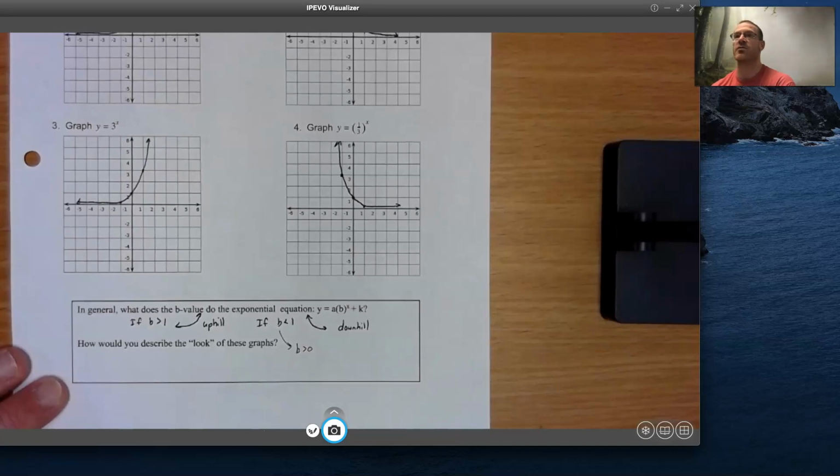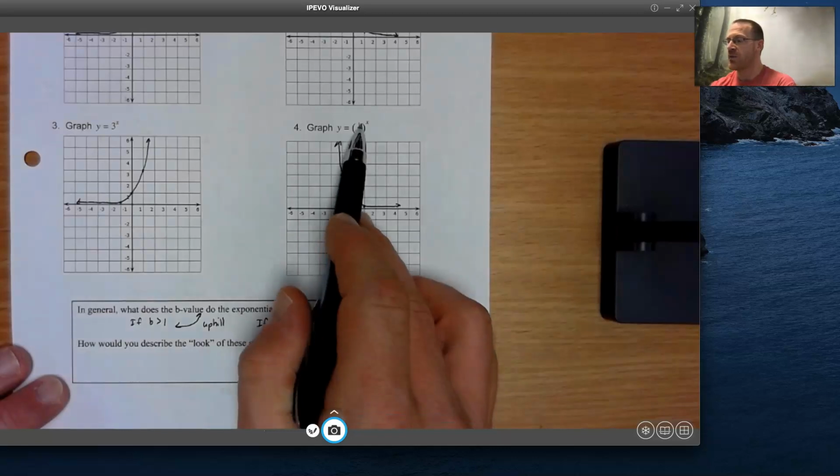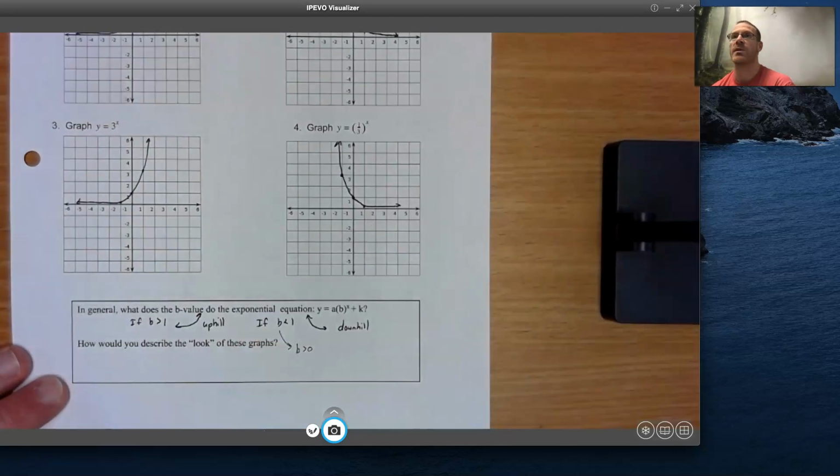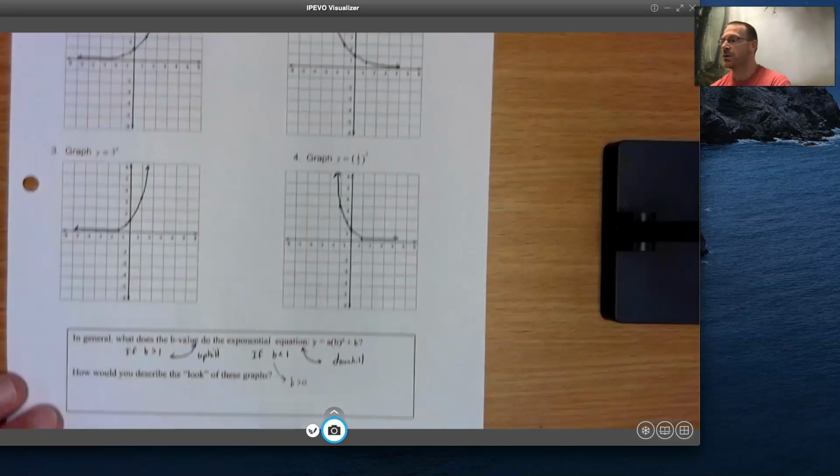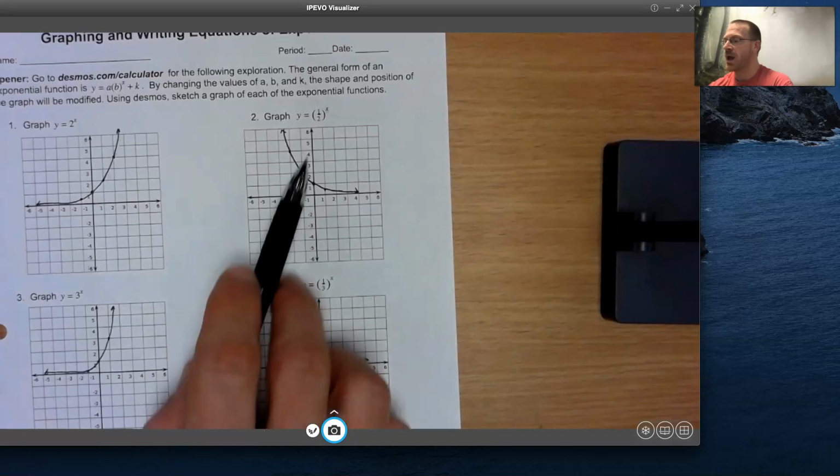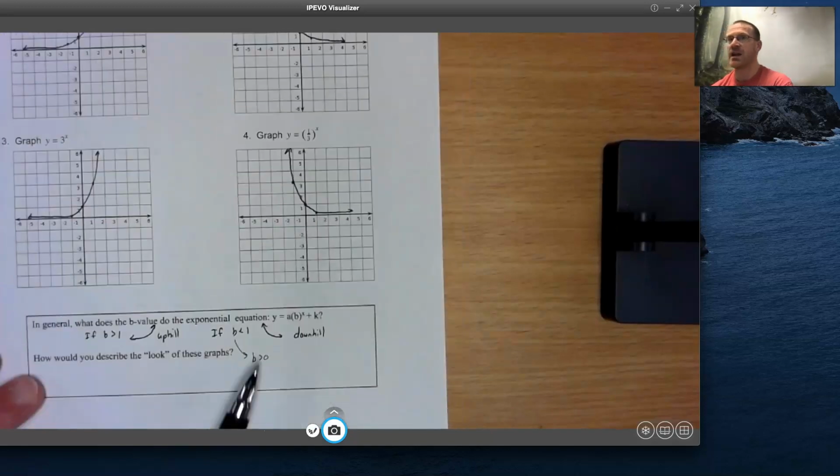So when we're saying less than 1, we mean like 0.5 or 1/2 or 1/3 or 1/4 or 0.58. All right, but never a negative base. This b value will never be negative. It will always be a positive number. So if that b value is between 0 and 1, like 1/2 and 1/3, then we get an exponential graph that goes downhill. All right, so that's the first thing.